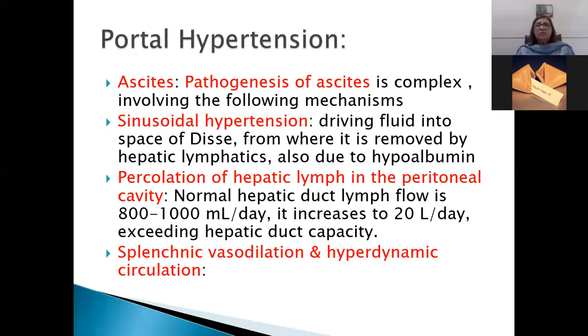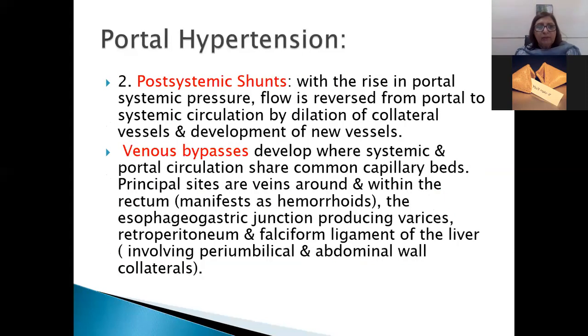The pathogenesis of ascites is complex, involving the following mechanisms. Number one, sinusoidal hypertension, driving fluid into the space of Disse, from where it is removed by hepatic lymphatics, and this is combined with decreased albumin, or hypoalbuminemia. Number two, percolation of hepatic lymph into the peritoneal cavity. Normal hepatic lymph flow is between 800 to 1000 milliliters of fluid per day, but in ascites it leads to 20 liters per day, which is beyond the capacity of the hepatic lymphatics to absorb, leading to ascites. Number three, splanchnic vasodilatation and hyperdynamic circulation. Whenever there is hyperdynamic circulation, it means the quantity of blood in the circulation is increased.